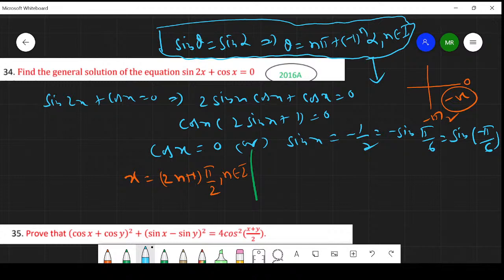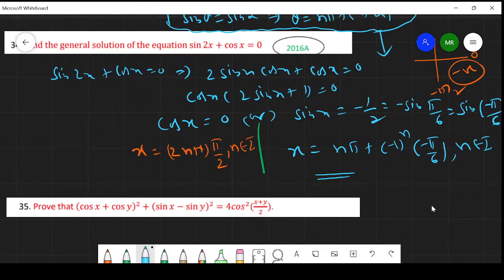This implies theta equal to n pi plus minus 1 whole power n into alpha. Alpha is the principal value. Here the principal value is minus pi by 6. So I can write x is equal to n pi plus minus 1 whole power n into minus pi by 6, n belongs to Z. So like this, I can complete this one. I hope you understood this. This is a simple problem. We got the general solution of this.